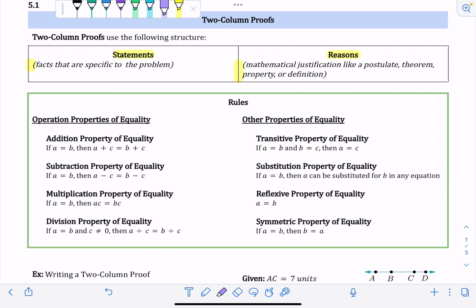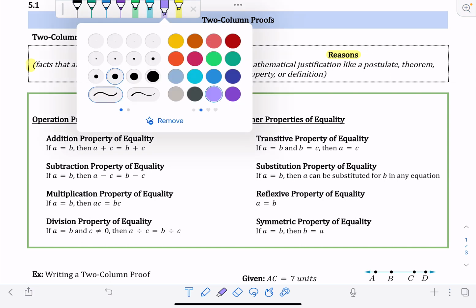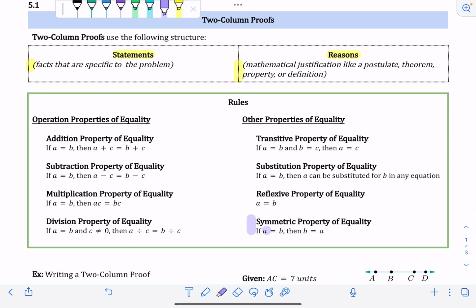And then the next one, the substitution property of equality. So if A is equal to B, then A can be substituted for B into any equation. So if they're equivalent, I can substitute one in for the other without changing the overall value. The reflexive property of equality, it's just A is equal to A. Pretty straightforward. And then the symmetric property of equality. So if A is equal to B, B is equal to A. The reflexive one is just saying that these two values are equal, so we can set them equal or write them as an equation.